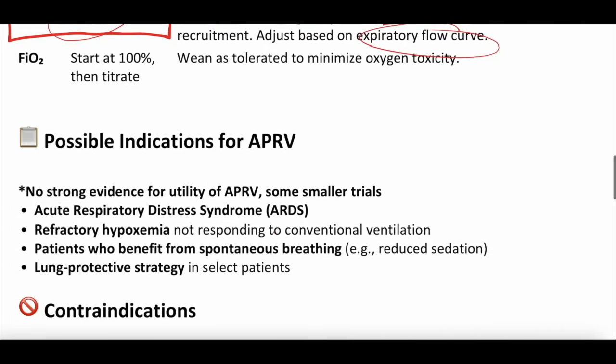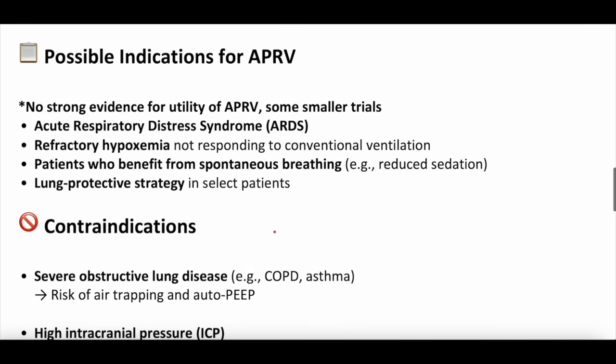All right, possible indications for APRV. When could you think about using it? And remember, we said the evidence here is vague at best. It might be helpful for some things, but we don't really know. So we did put this disclaimer: no strong evidence for utility of APRV, but there are some smaller trials. These smaller trials have focused on things like ARDS, acute respiratory distress syndrome. There are some people out there using APRV for ARDS.